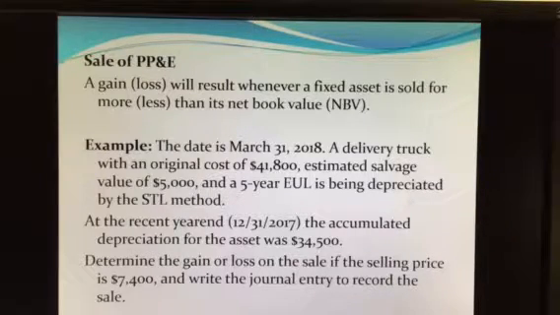Well, let's look at an example and walk through another instance of gains and losses on sales. The date's March 31st, 2018. A delivery truck with an original cost of $41,800, estimated salvage value of $5,000, and a 5-year estimated useful life is being depreciated by the straight line method. At the recent year end, the accumulated depreciation for the asset was $34,500, and I challenge you to go back and figure out when that asset was put into service. Determine the gain or loss on the sale if the selling price is $7,400 and write the journal entry to record that sale.